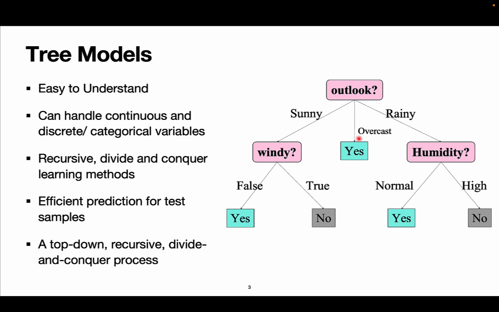A decision tree is a tree-like data structure where each node represents a feature, each branch represents a decision, and each leaf represents a class label. Key advantages of decision trees: they are easy to interpret even for non-experts. They can handle both categorical and continuous variables. So basically, continuous features will be converted to categorical features or ordinal features, so we can present them in this structure. And they use a recursive divide and conquer approach to split data into small subsets.